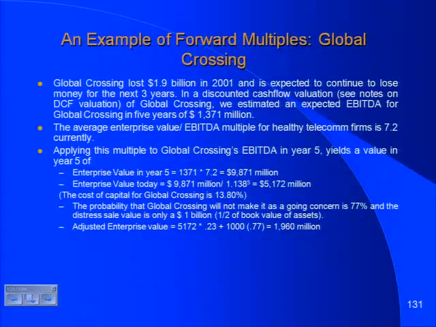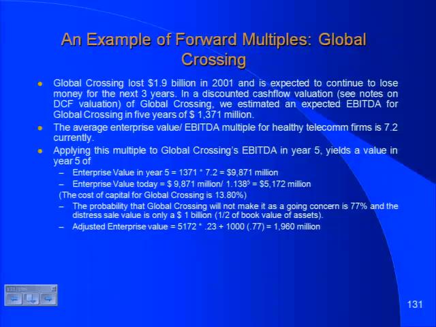5 years. In 5 years, I'm also assuming that Global Crossing will become a healthy telecom company, right? If there are other healthy telecom companies out there today, I can look at what multiple of EBITDA those companies trade at today. So let's say it's 7.2 times EBITDA. Apply that 7.2 to the 1371. I've essentially got an estimated value for Global Crossing, assuming it becomes healthy and assuming my estimate of EBITDA is right. I'm almost home. That's my value in 5 years, right?